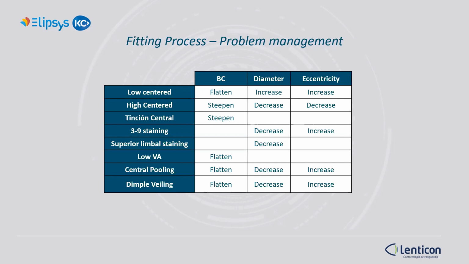For issues like low centration, high centration, central staining, or dimple veiling, adjust the diameter and eccentricity accordingly. A flat fit contact lens may ride high due to excessive lid interaction, while a tight fit lens may ride low due to reduced movement, minimal lid interaction, and poor tear flow between the lens and the cornea. If there are nasal or temporal staining zones, it could be due to insufficient edge lift for a toric cornea. To address this, you can reduce the diameter or increase the lens eccentricity.